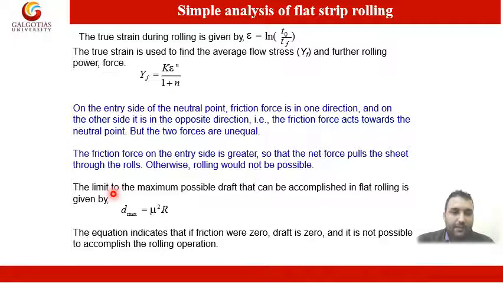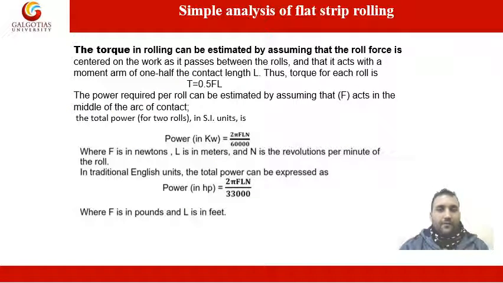would not be possible. The limit of maximum possible draft can be expressed as d max is equal to mu square into R. This equation indicates that if the friction value is 0, the draft is 0, and there is no possibility for the rolling operation. And continuing from the last slide, this is a simple analysis of flat strip rolling.